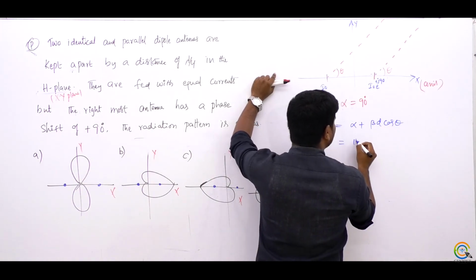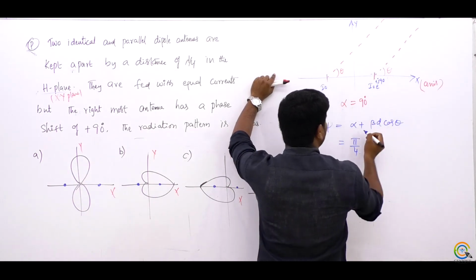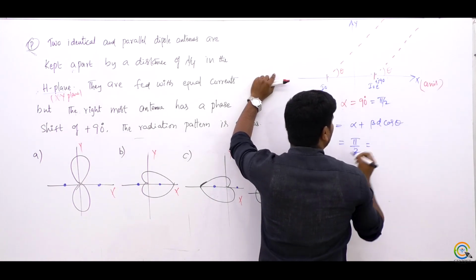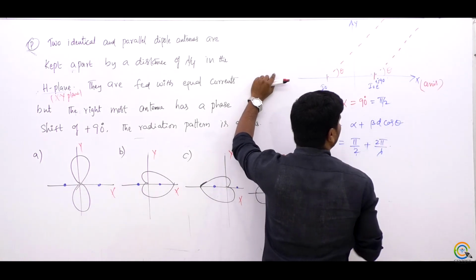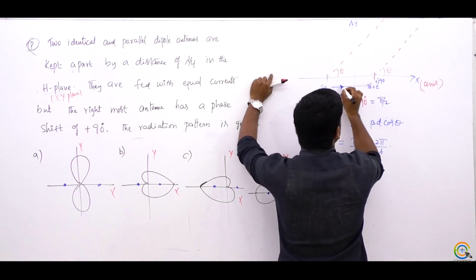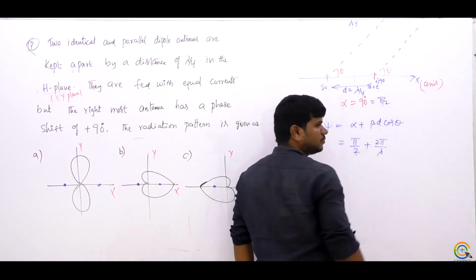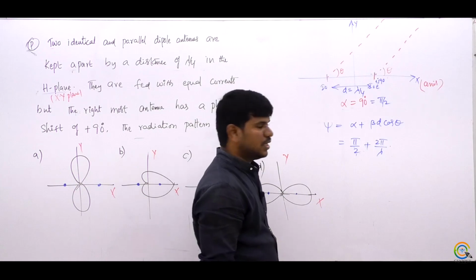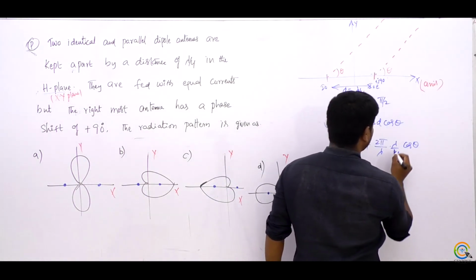What is alpha? Alpha is given, it is pi by 2. It is pi by 2 plus, what is beta? Beta is equal to 2 pi by lambda into d. d is how much distance they are kept? d is equal to lambda by 4. So now this is lambda by 4 cos theta.